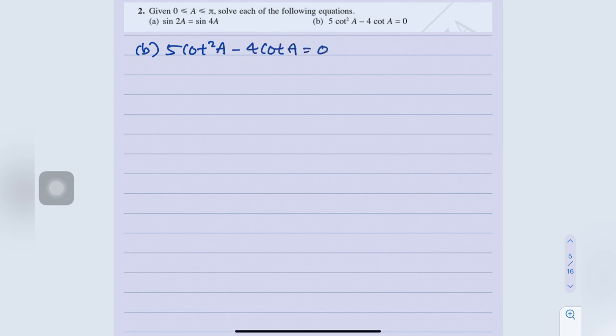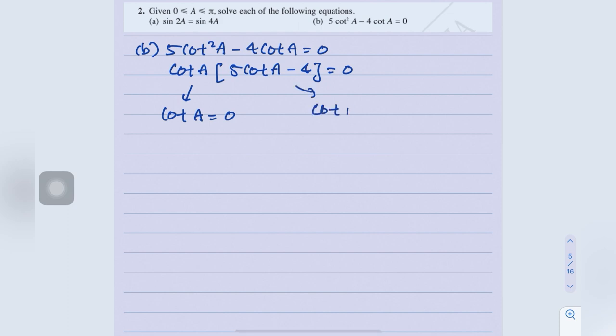Question B: 5 cotangent squared A minus 4 cotangent A equals 0. The common factor is cotangent A, so we factorize cotangent A (5 cotangent A minus 4) equals 0. From here, cotangent A equals 0, and another one, cotangent A equals 4 over 5.